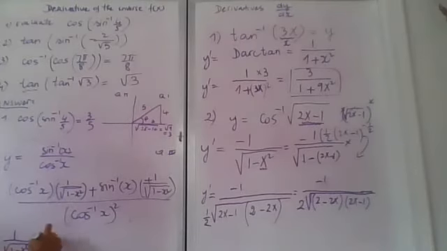Inside, I have cos minus 1 of x plus sine minus 1 of x, all of them over cos minus 1 of x, all of this squared.